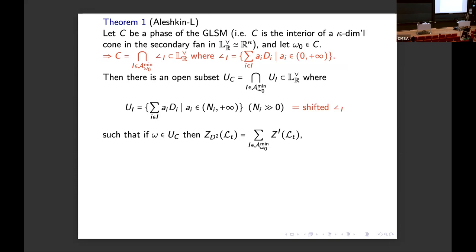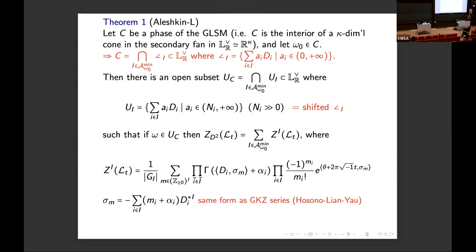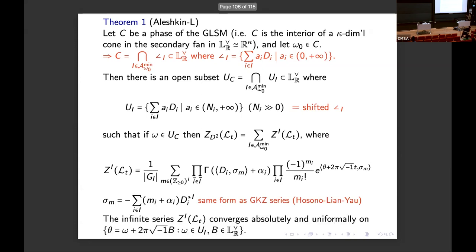So for this chamber, we have this expansion. It is a sum over minimal anti-cones, and there is this explicit expression. Moreover, this infinite series Zi converges in Ui.